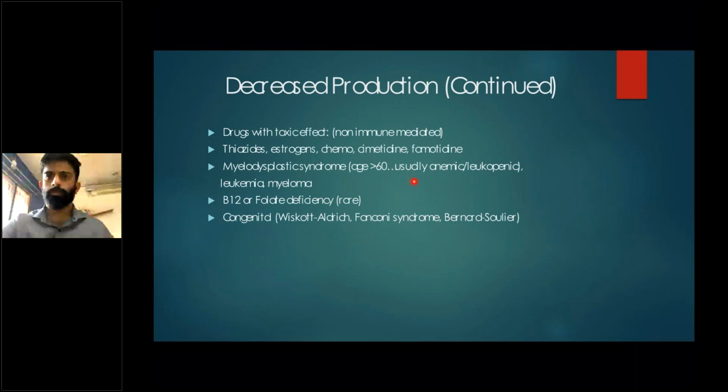Myelodysplastic syndrome, age greater than 60, usually anemic and leukopenic, can cause that. Leukemia and myeloma can cause it. B12 or folate deficiency can cause it, although it's rare, but it will also be seen. Congenital causes like Wiskott-Aldrich syndrome, Fanconi syndrome, Bernard-Soulier syndrome. These syndromes, you just need to remember the names of these syndromes. Wiskott-Aldrich, Fanconi, and Bernard-Soulier can also cause decreased production of platelets.